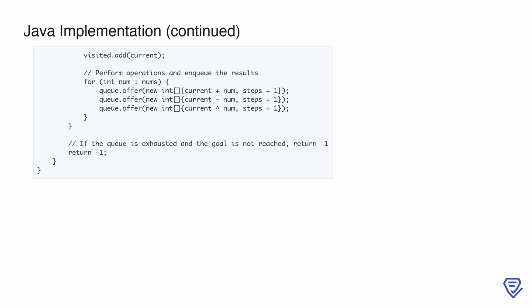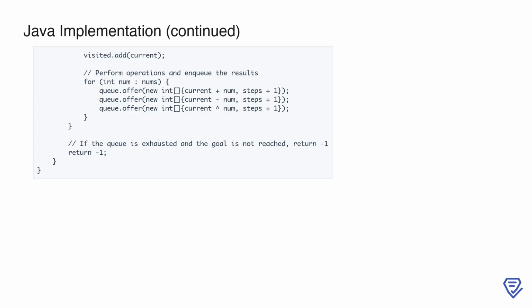Next, we perform operations using each number in the input array. Specifically, we calculate the result of adding, subtracting, and XORing the current value with each number in the array. For each of these operations, we enqueue the new value along with the incremented step count, allowing BFS to explore all possible transformations in subsequent iterations. This ensures that we systematically explore all paths while keeping track of the number of operations performed.